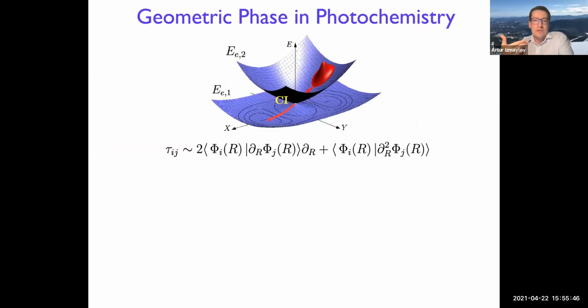Now, it turns out that in photochemical events, the geometric phase is also an important factor. When you have a photochemistry event where your system is on, let's say, an upper state and it goes to the lower state, then you need to really account for these couplings. Otherwise, the system cannot really go from one state to another. And those couplings come from how the electronic function depends on the nuclear coordinates.